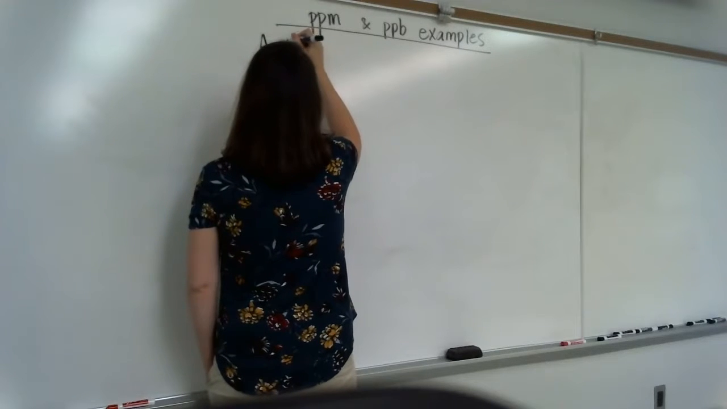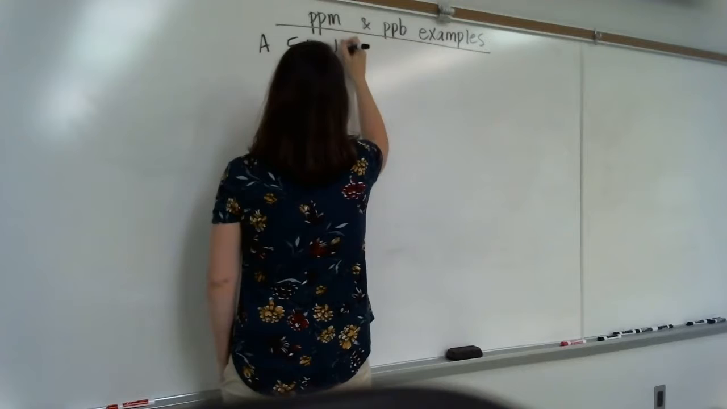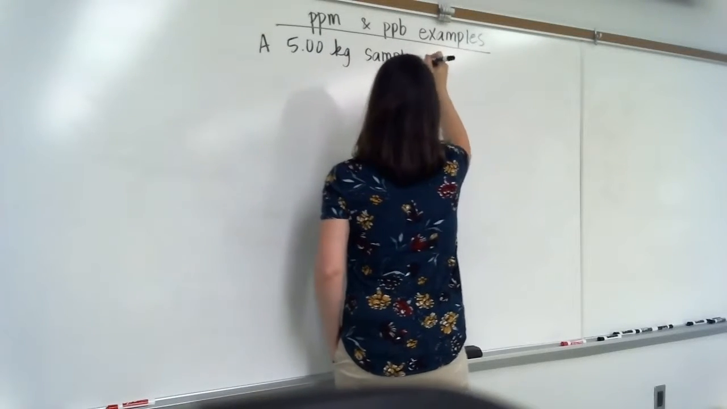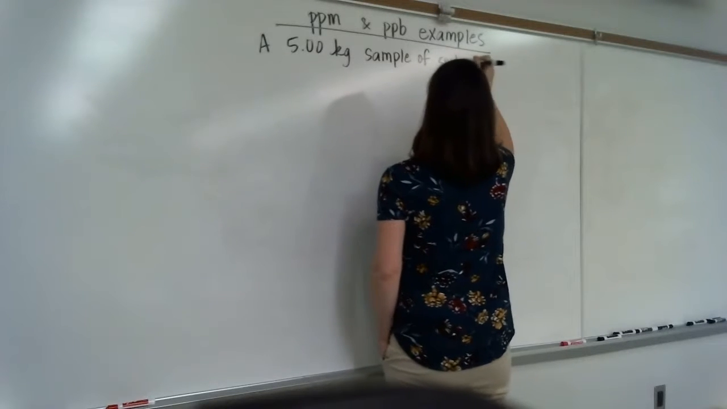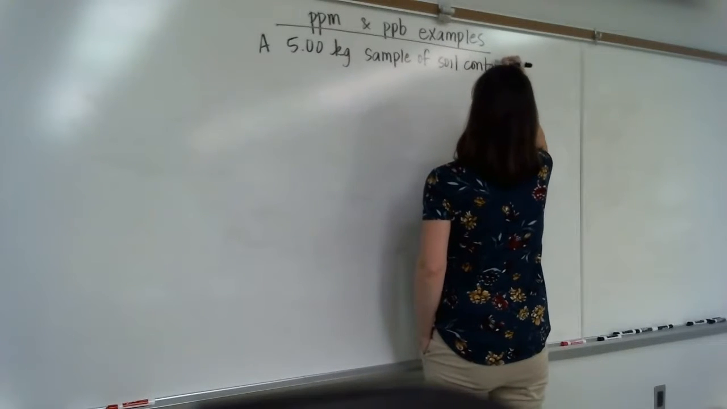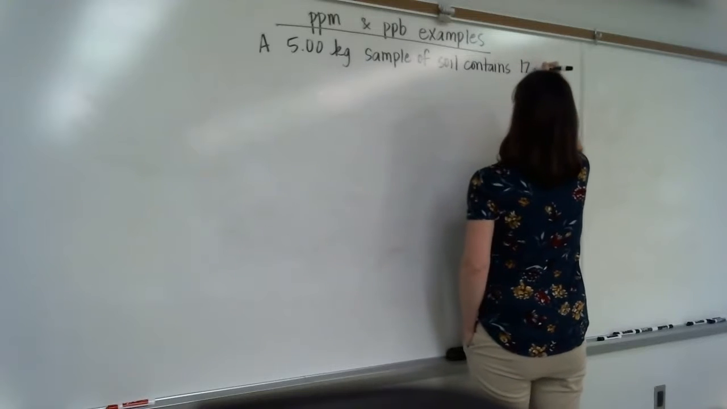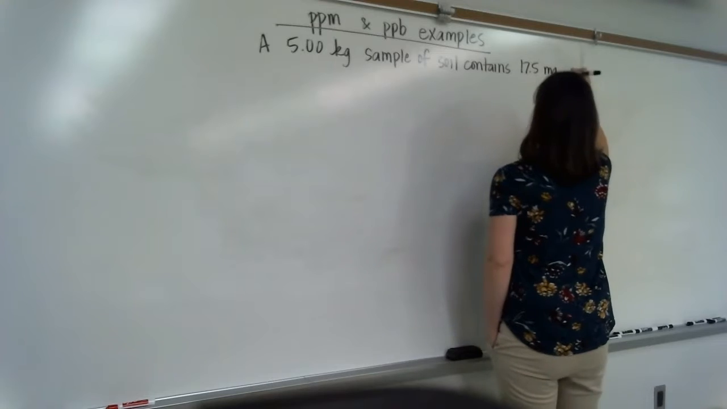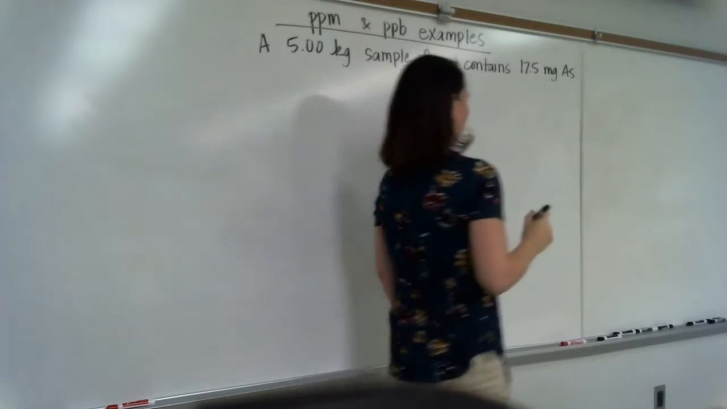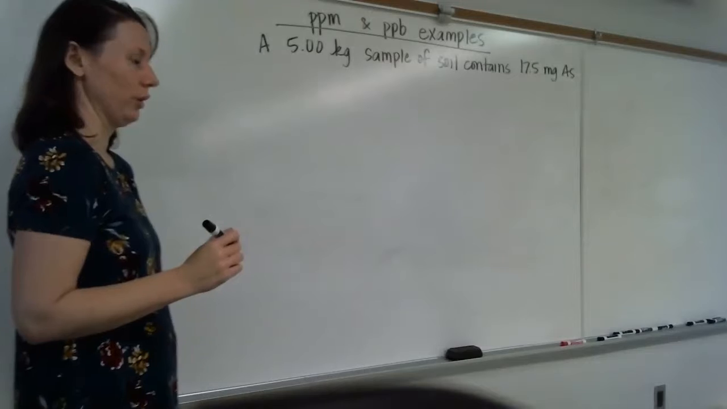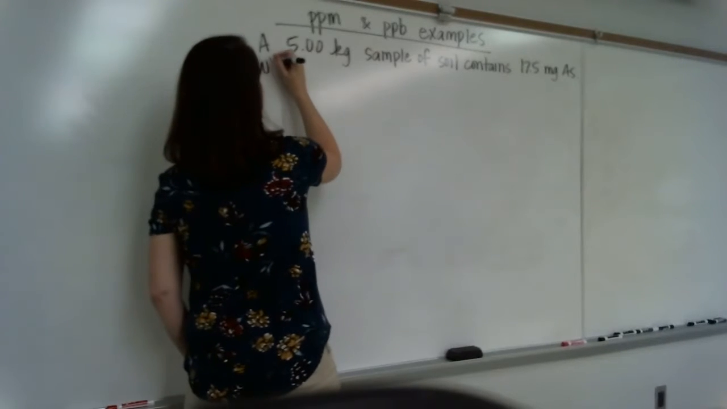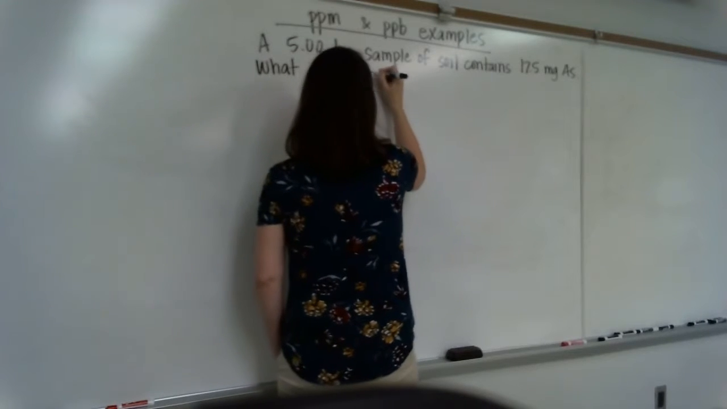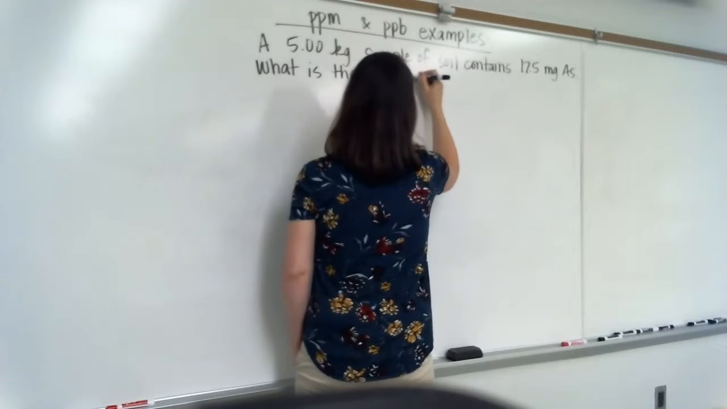A 5 kilogram sample of soil contains 17.5 milligrams arsenic. That's probably not something you want in your soil, right? What is the ppm concentration?